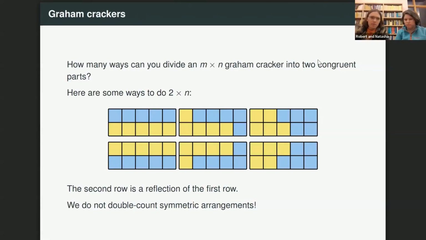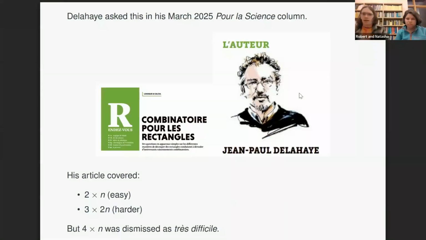Now, we heard about this problem earlier this year from this very nice article in this French magazine, Pour la Science. Jean-Paul Delahaye wrote this article where he asked this question, not about graham crackers, it's just about rectangles, though. He said, if you have this rectangle, how many ways can you divide it into two congruent pieces? And he specifically talked about 2 by n and 3 by 2n. So 2 by n turns out to be relatively easy. It's kind of straightforward. 3 by 2n turns out to be quite a bit harder than 2 by n.